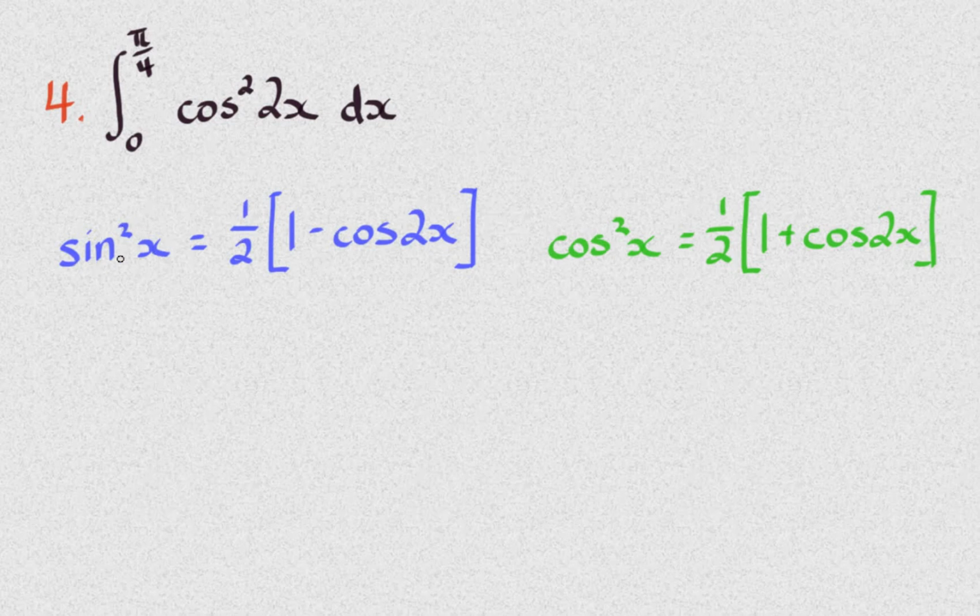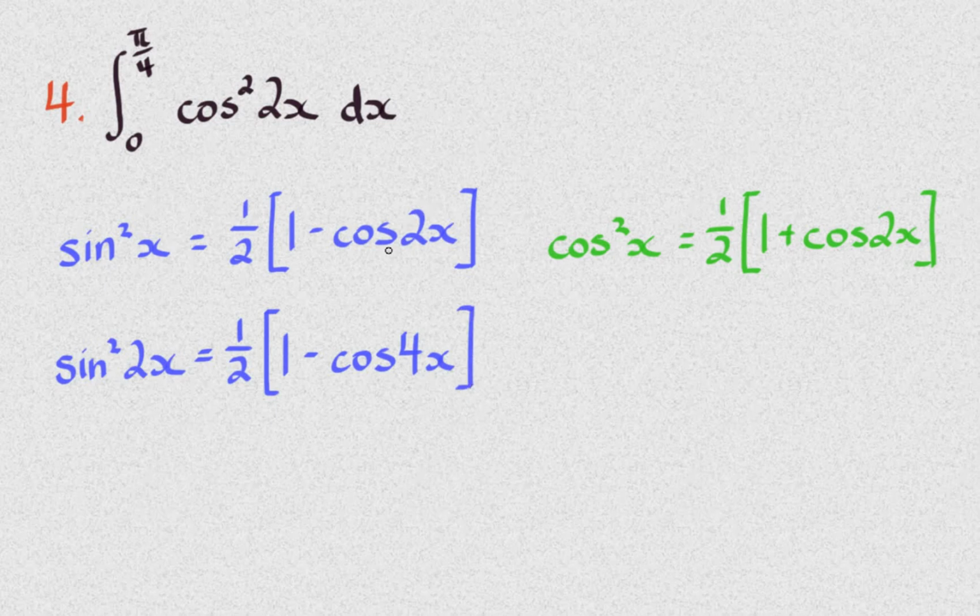Notice that when it's sine squared of x, we have the double angle cos 2x. So if we were interested in sine squared of 2x, this expression remains the same, except that we need to double our angle in here as well. So this would be cos of 4x. Right, so whatever's attached here is always double what we see over here.